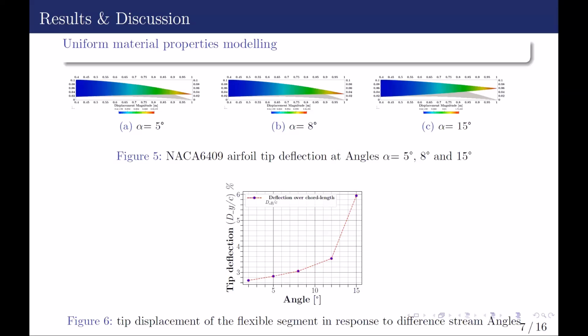Here I'm showing, for different angles of attack, how we can measure the deformation of the trailing edge. You can see that by increasing the angle of attack, the wing is moving upwards in different manners. I'm showing here the contour of the displacement, and there is some part that we can consider as linear.